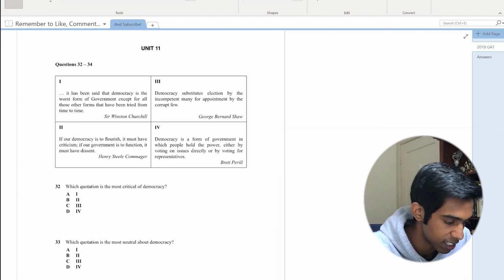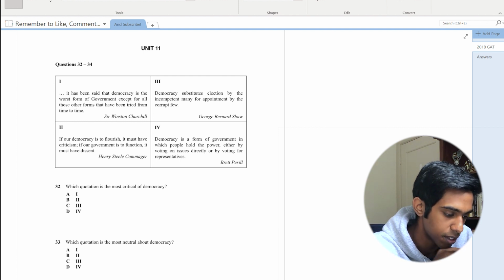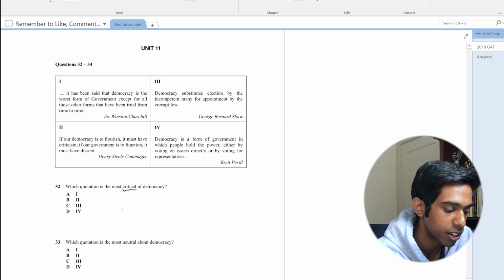This one's a bit subjective, but I'd probably say, from reading all of these, it's definitely not 2 or 3 because they... I'm reading critical differently.